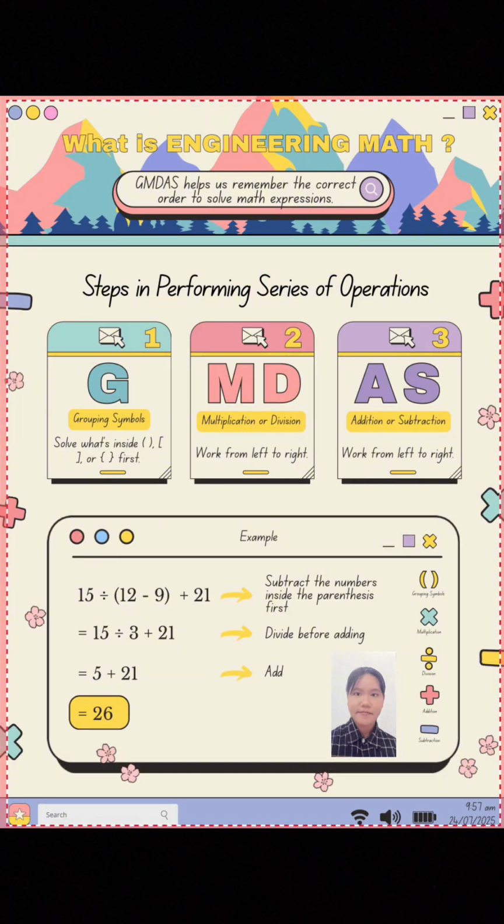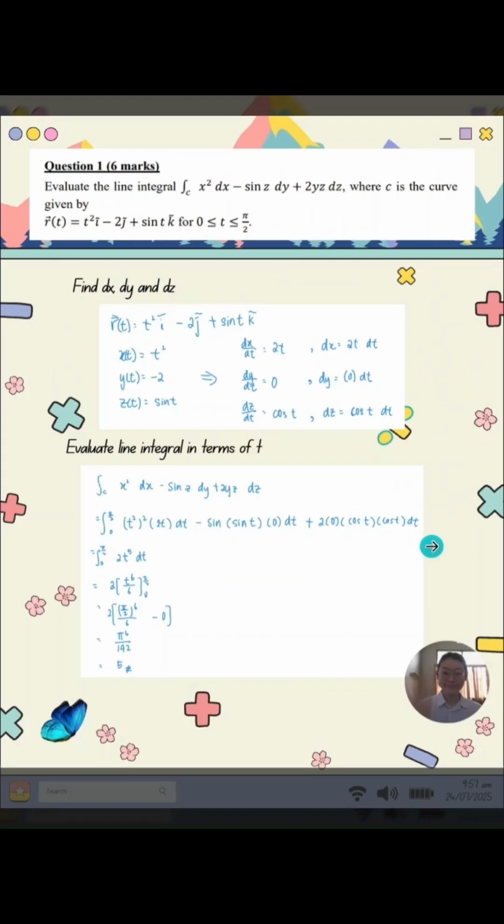First and foremost, our question 1 requires us to evaluate a line integral of a vector field along a curve defined parametrically. The main idea here is to express all variables in terms of the parameter, compute the differentials, and then substitute everything into the line integral before integrating over the given interval. Now I would like to invite Emily to explain the solution for question 1.